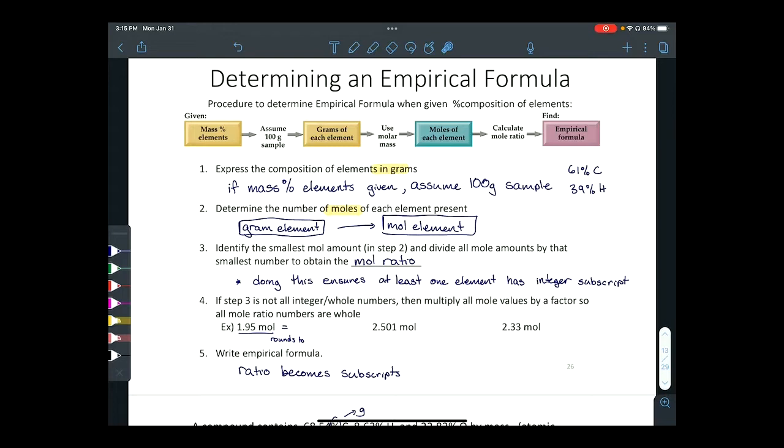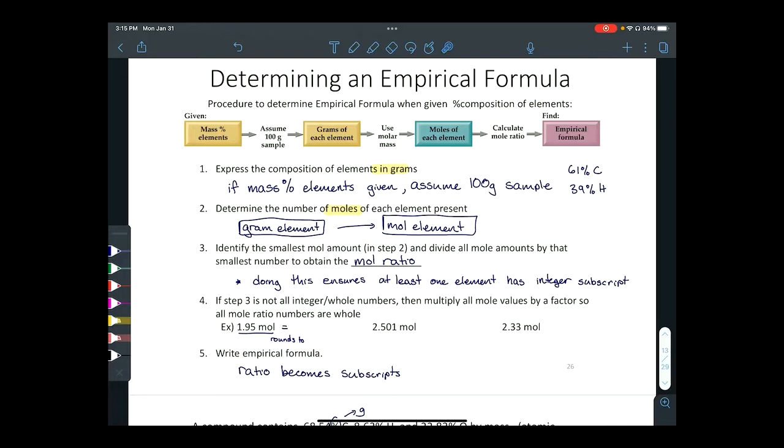So the big strategy, and this works for any empirical formula calculation, is you need to get grams. So I think that's the first step. Express your composition in grams of all of the elements. Oftentimes, values are given in percentages.